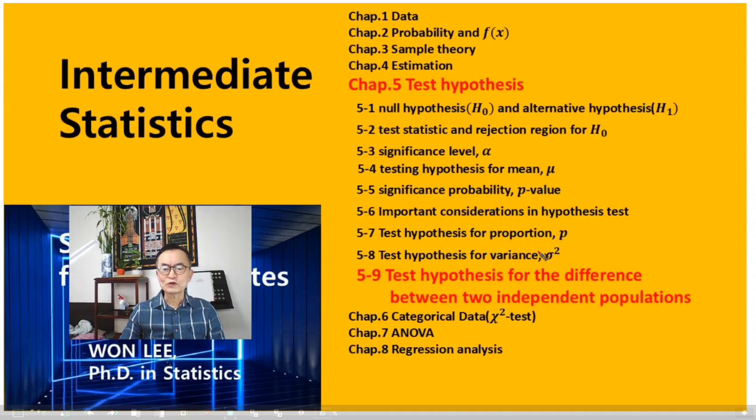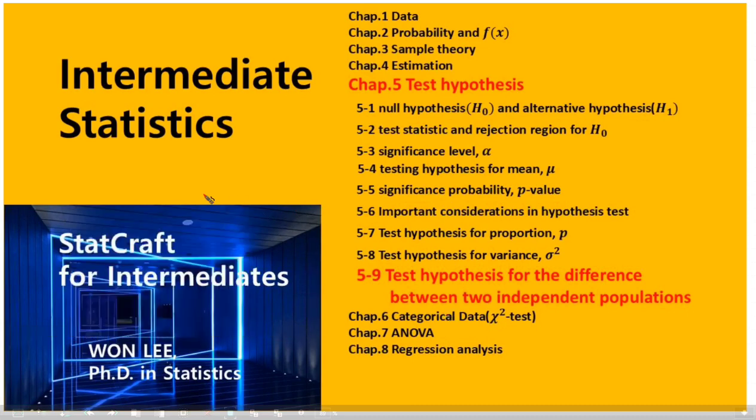We have dealt with one population testing hypothesis problem: mean mu, proportion p, and variance sigma square for one population. But now we move to two independent populations problem: test the hypothesis for the difference between two independent populations. We often encounter this kind of problem for some purposes, so you have to understand this material very well, then you will understand the next statistical hypothesis problem. Okay, let's see what this problem is.